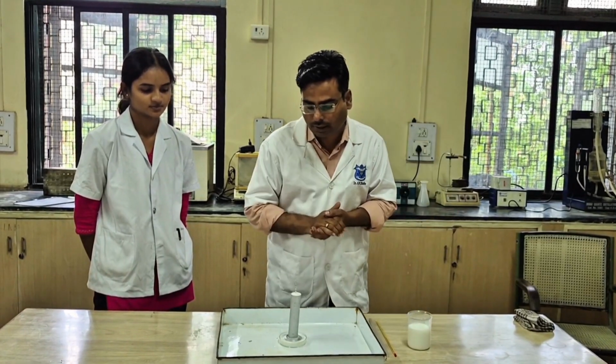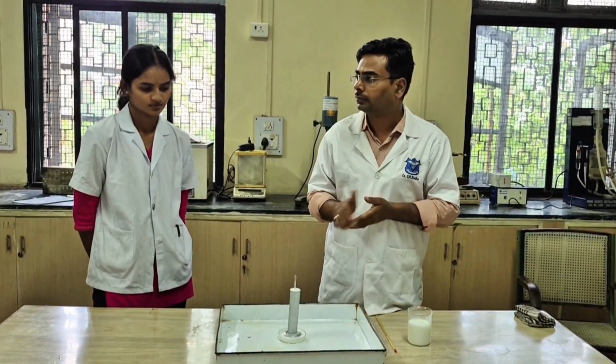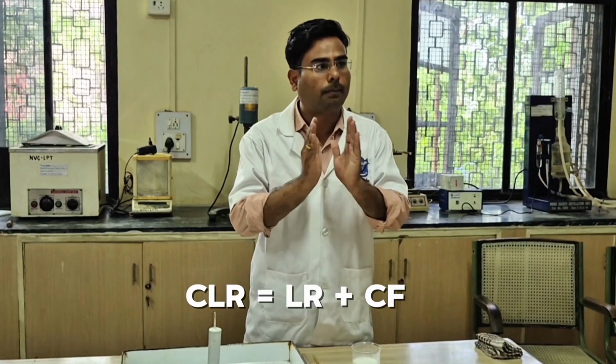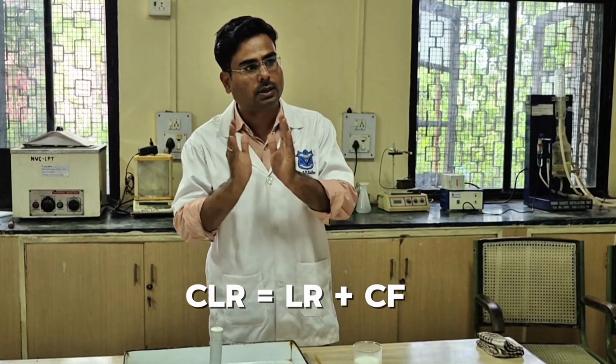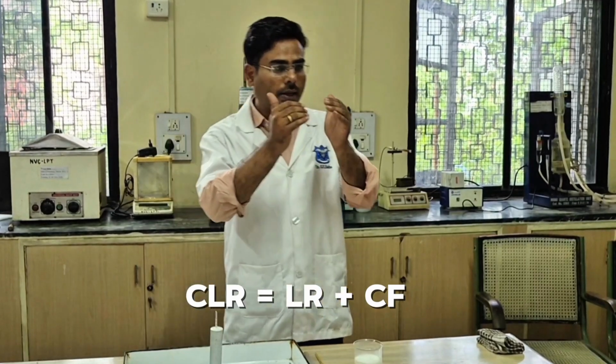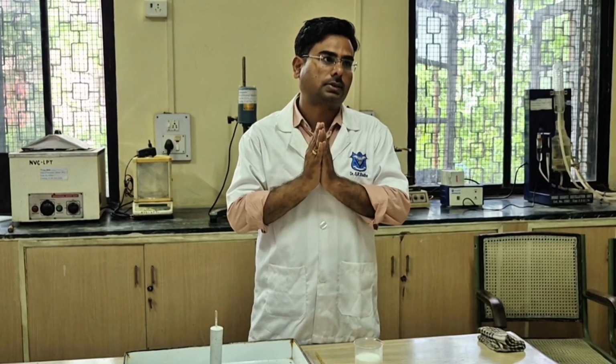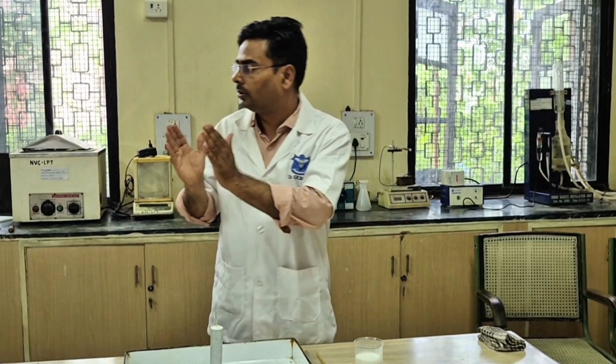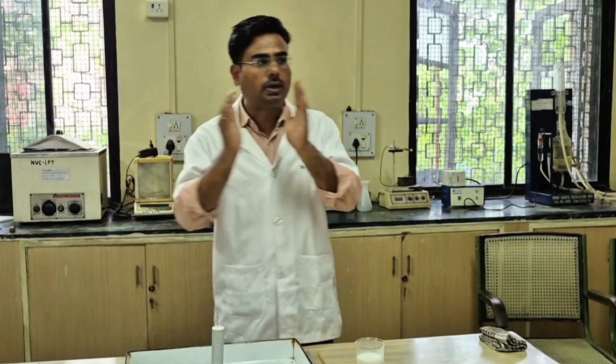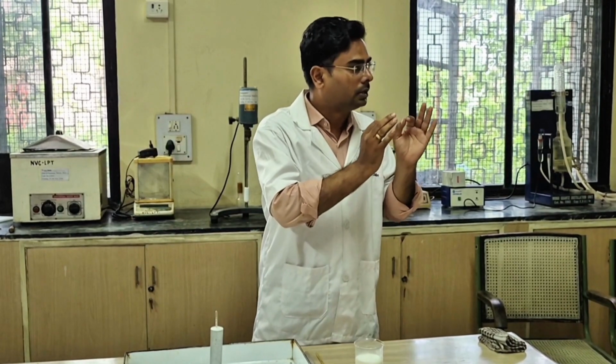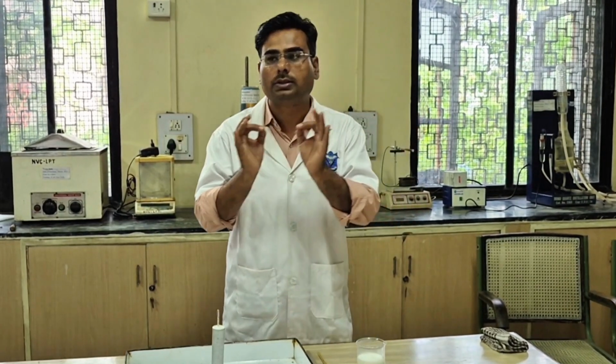Now, what is the lactometer reading? CLR is equal to LR plus correction. Here LR is equal to 26 and the correction factor is equal to 1.7. 26 plus 1.7 is 27.7. It is the corrected lactometer reading.